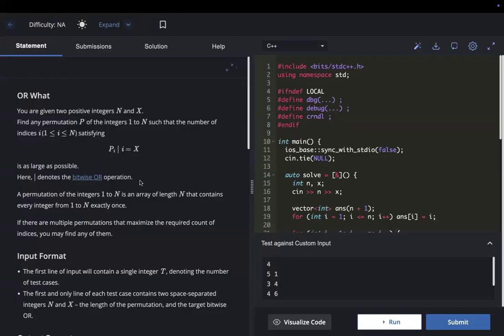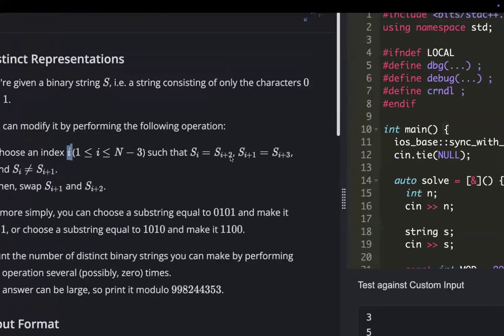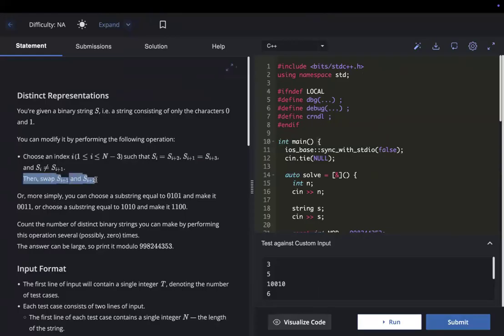Okay, great. Now we will discuss the third problem, that is distinct representations. This problem says that we are given a binary string S, a string consisting of only zeros and ones. We have to modify it by performing the following operation. In the operation, we choose an index I such that Si is equal to Si plus 2, Si plus 1 is equal to Si plus 3, and Si is not equal to Si plus 1. Then we swap Si plus 1 and Si plus 2.